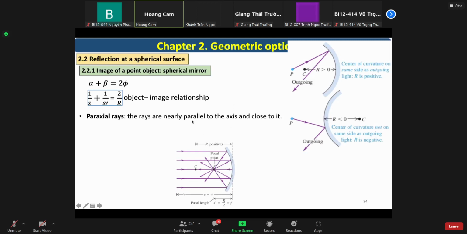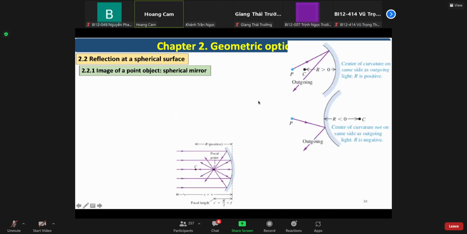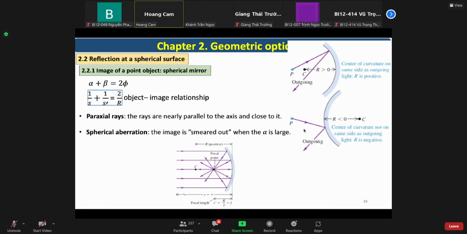And here we have the concept of paraxial rays. Paraxial rays are the rays nearly parallel to the axis and close to it. So in that case, we have the angle alpha, like one student just asked, alpha should be small, right? And normally we will only consider that case.